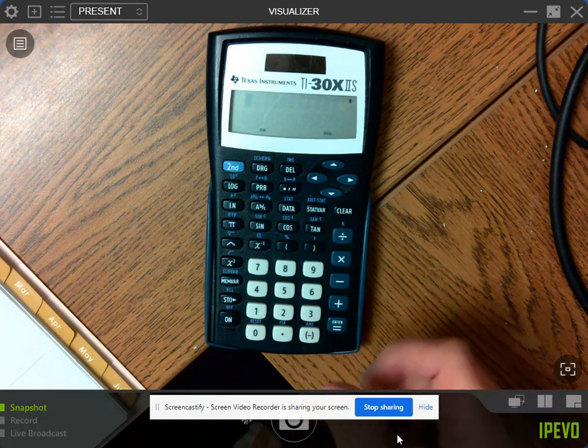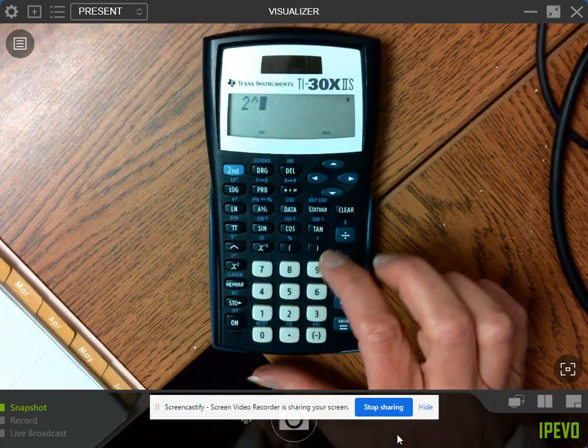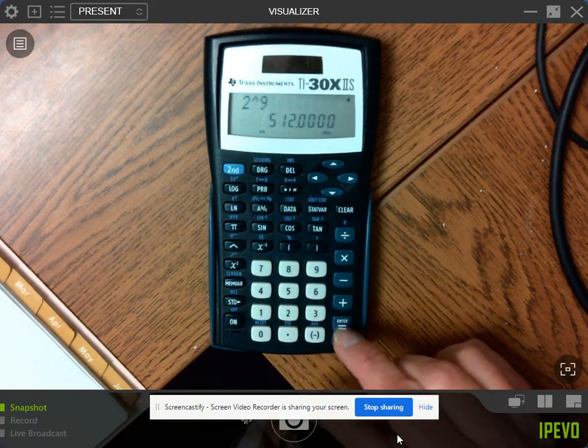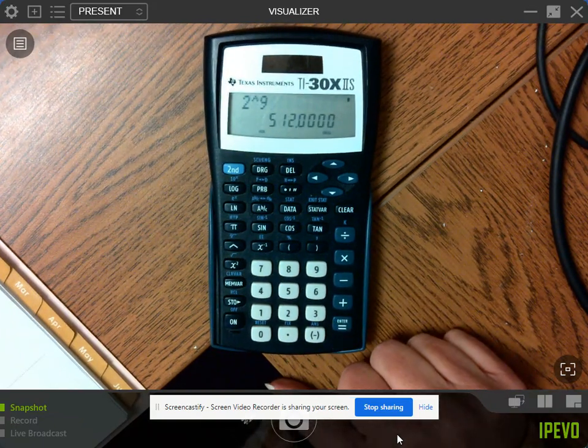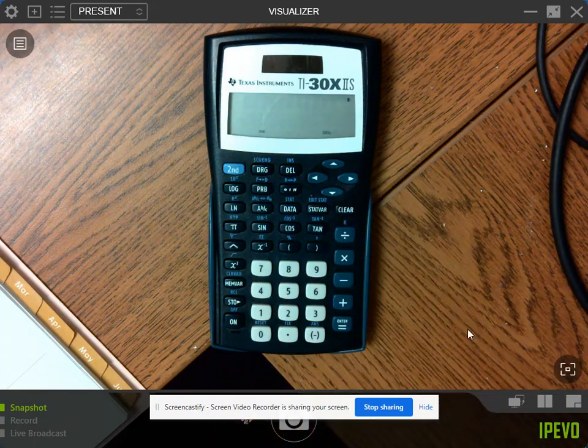So Nolan is saying if we looked back at that 2 to the 9th power, fancy schmancy, it's actually the same number, 512. Pretty cool. So let's look at our next one.